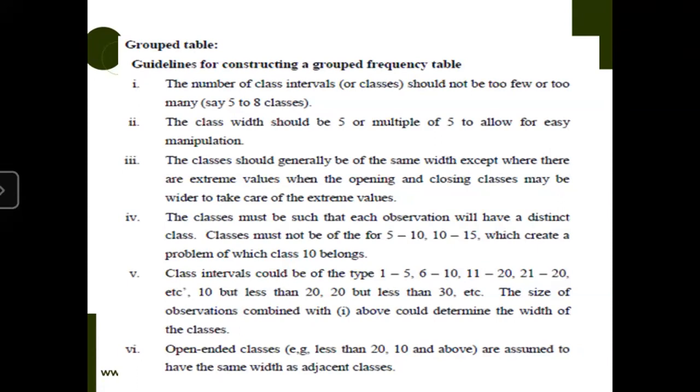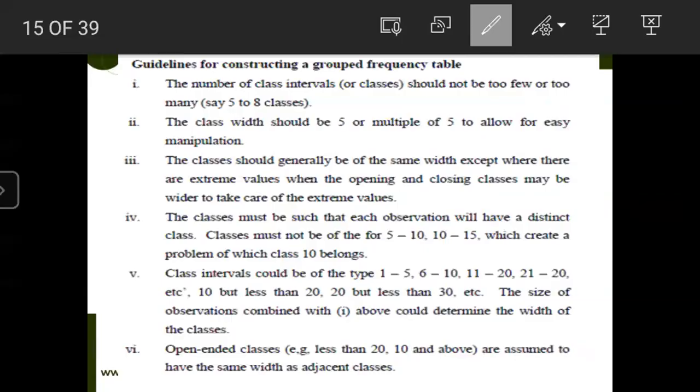Let us take a sample. Say, let's say 5 to 8 classes. The class should have 5 or a multiple of 5 to allow for easy manipulation. If you want to do any class interval, endeavor that you have a minimum of 5 interval between the data. For example, classes must not be of the form 5 to 10. Please avoid using 5 to 10, 10 to 15.